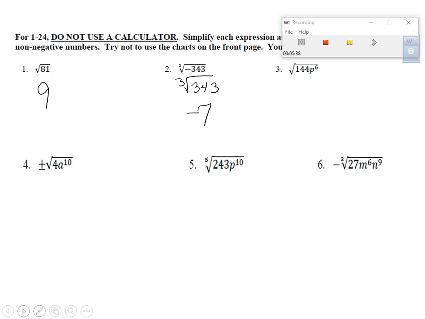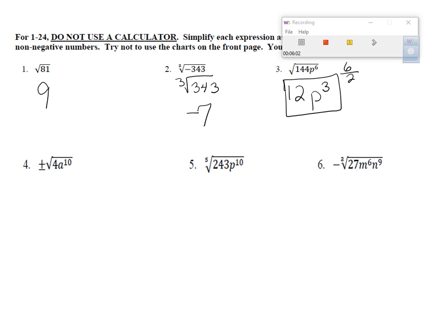Now number 3 is a little bit different, but after you see a couple of these guys, easy. I know the square root of 144 is 12. I'm now going to go p to the 6 divided by whatever number's here. If you don't see a number, it is 2. So 6 divided by 2 is 3. There's my answer.